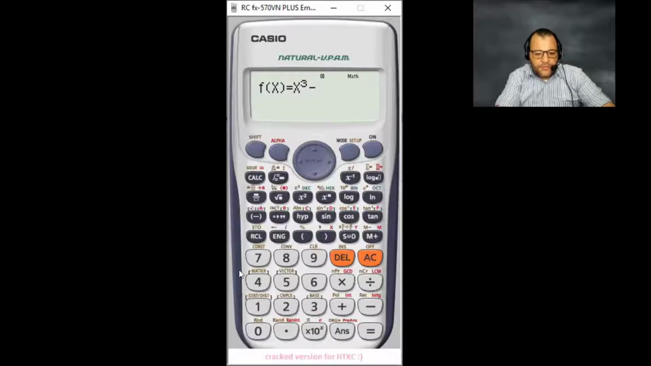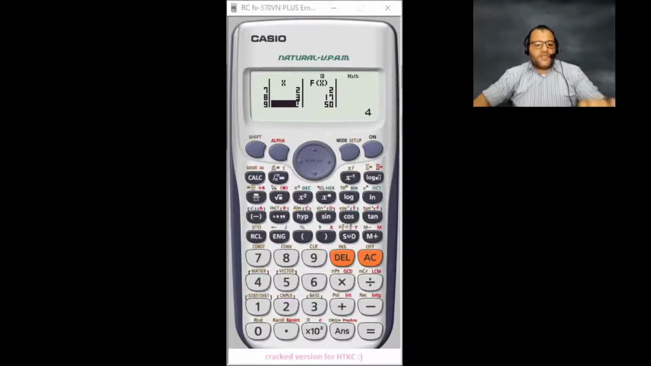x cubed minus 4x plus 2. Start from negative 4 and end at 4. Step 1. That is the table that we have.